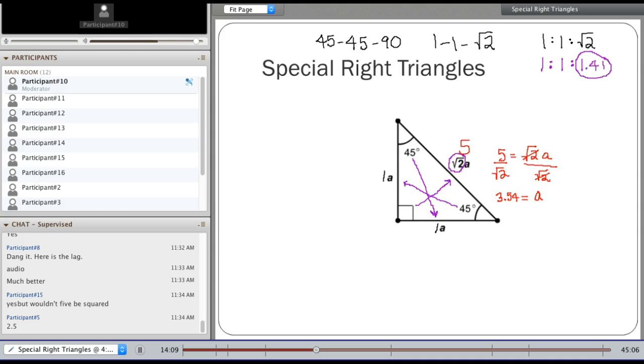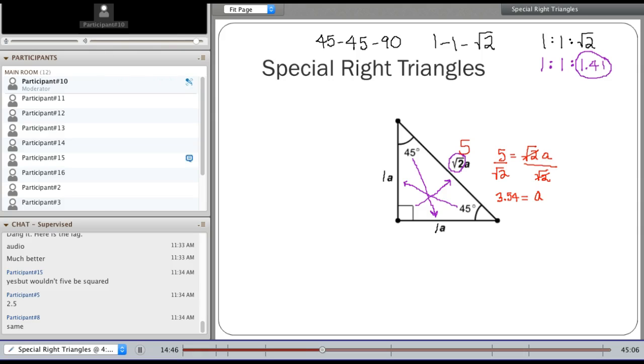Oh, is it 2.5? Well, let's see. 5 divided by the square root of 2. 3.54 is what I got. I'm missing what you're thinking there, Mason. Why would the 5 be squared? Oh, I see. Well, you don't have to square each side because this one's different. So if there was an x under here, the square root of 2, it's only over the 2.